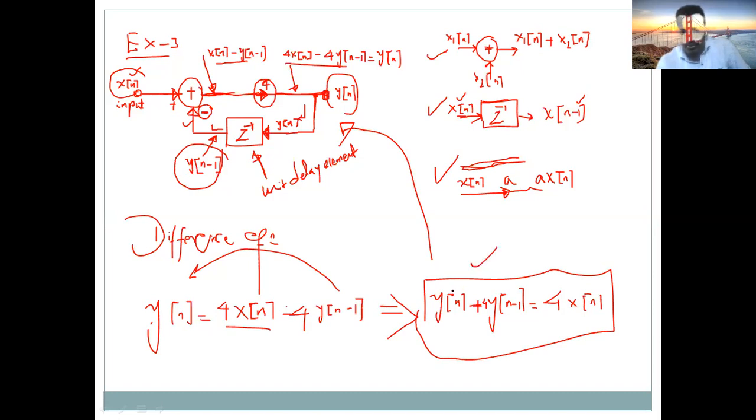We have only y of n, which is output, y of n minus 1, which is also the past value of output, and x of n, the present input. So an equation which relates output with input for a discrete time system, we call it a difference equation. It's a very important equation. We'll discuss why this equation is very important.